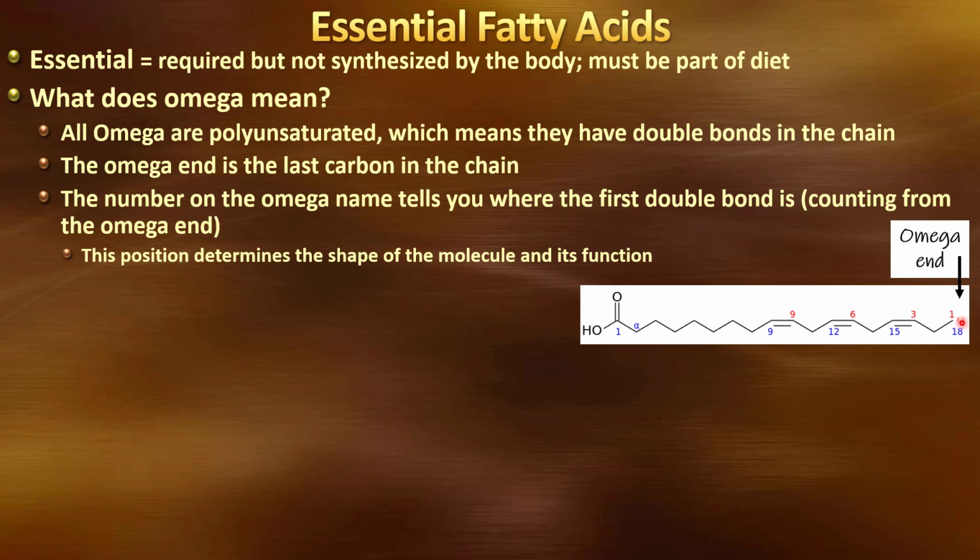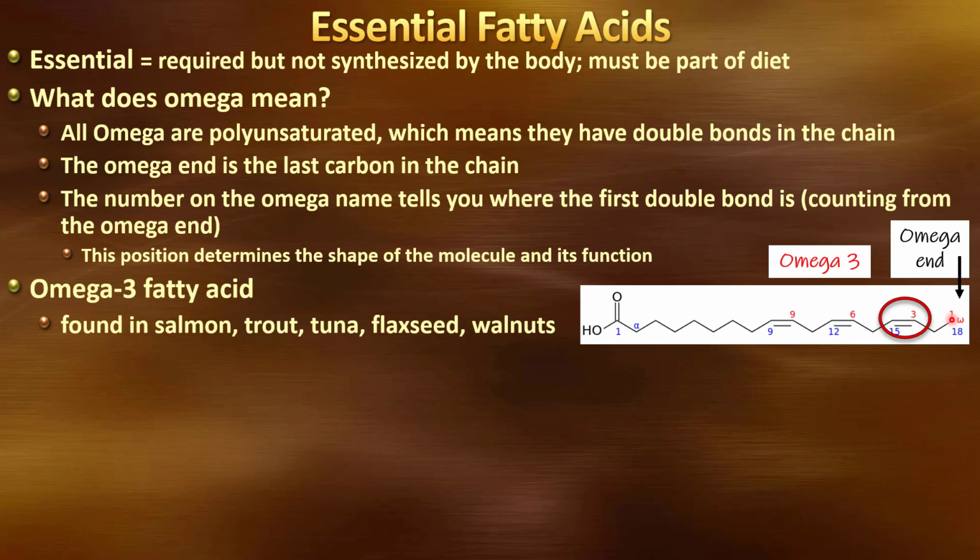So omega-3s will behave differently from omega-6s, which behave a little differently than omega-9s. The fatty acid we see here is omega-3 because the first double bond on carbon is occurring at the third carbon away from the omega end. Omega-3 fatty acids tend to be found in salmon, trout, and tuna, and also in flaxseed and walnuts.